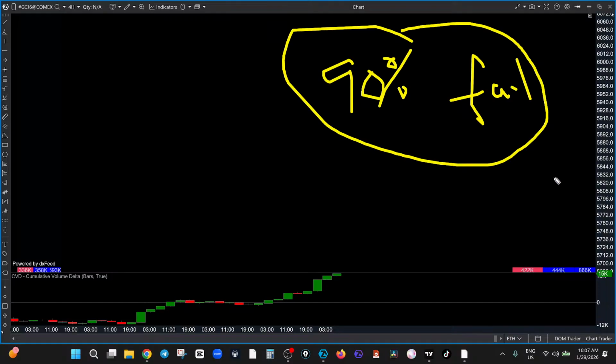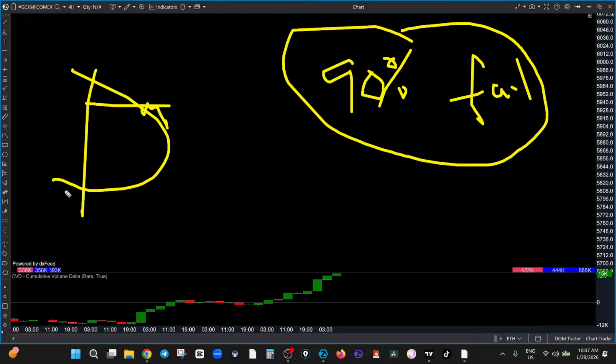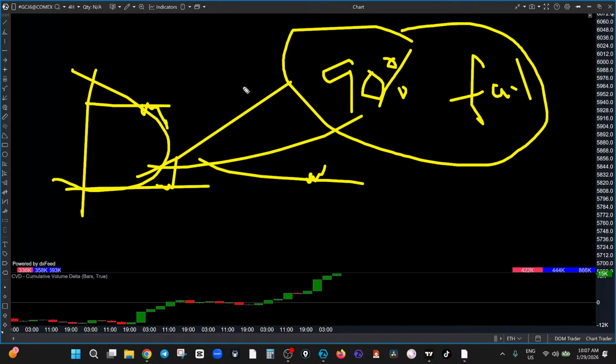The reason is that a lot of them just trade the volume profile. Oh, value area high, let me be selling. Value area low, let me be buying. VWAP, it comes to the VWAP, you buy. All those things are rubbish.